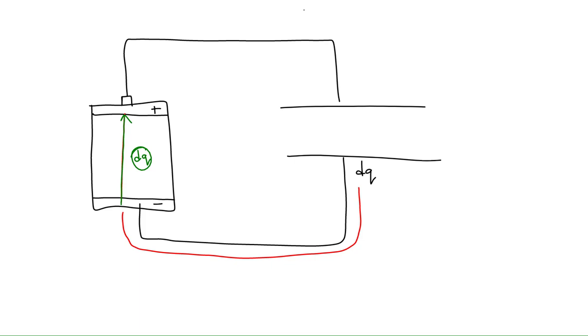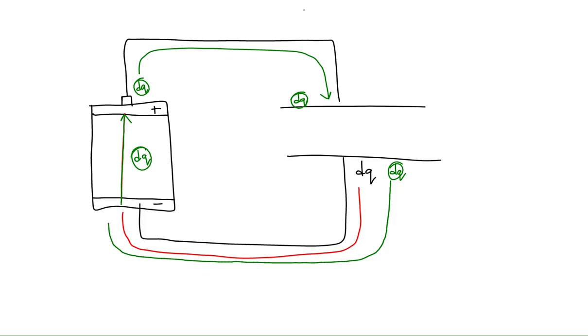And then once that charge is lifted to the positive terminal, it can then continue around in the circuit to get to the positive plate of the capacitor. So we need to do an amount of work to deposit that small amount of charge. And this allows us to continue the cycle. We could take another small amount of charge at the negative plate, move it to the negative terminal of the battery, lift it up to the positive terminal of the battery, and allow it to fall, so to speak, to the positive plate of the capacitor.